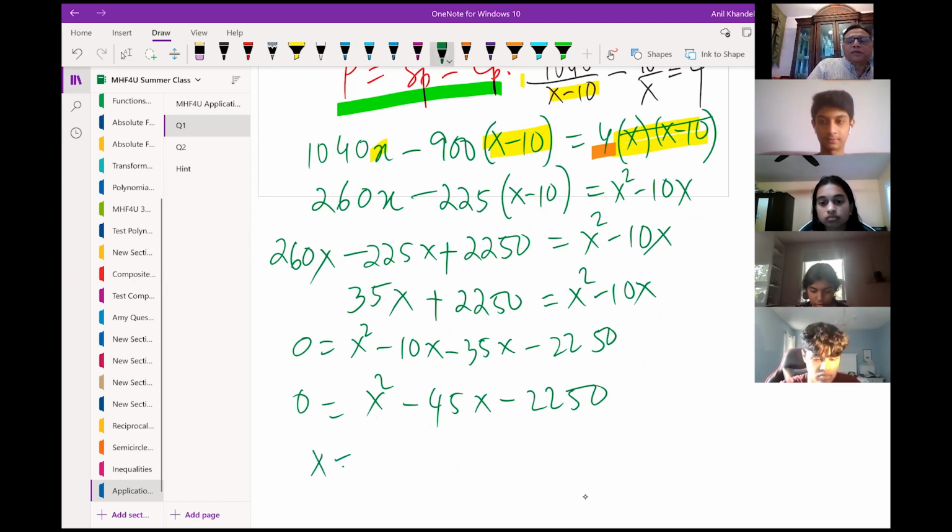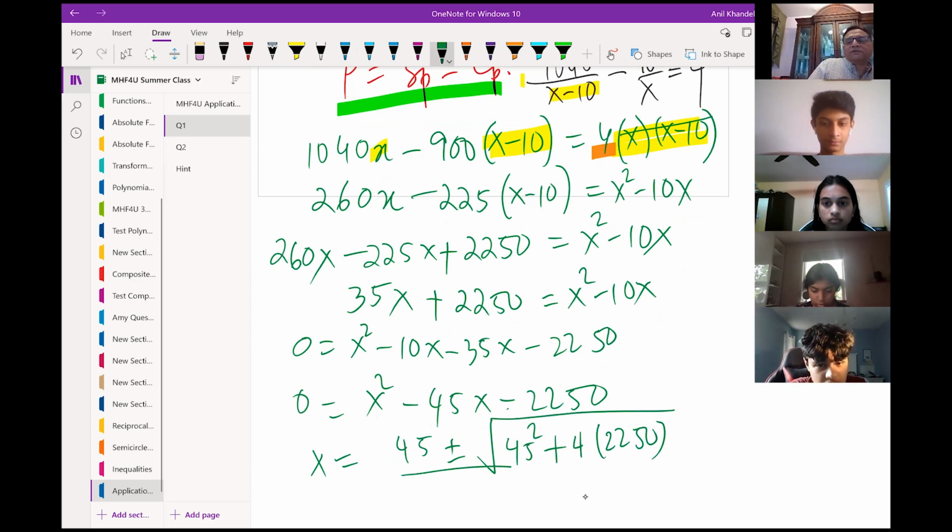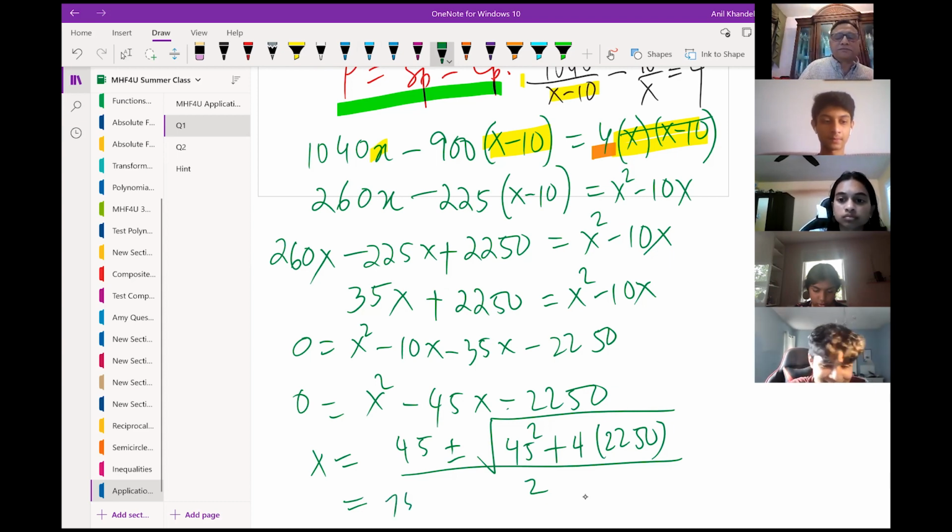So x is equal to minus b, which is 45, plus or minus square root of 45 squared minus 4ac. So minus and minus becomes plus 4 times 2250, over twice a, which is 2, and calculate. If you get one positive and one negative answer, the positive one is the only right answer, which you said is 75, correct? Yes, sir.